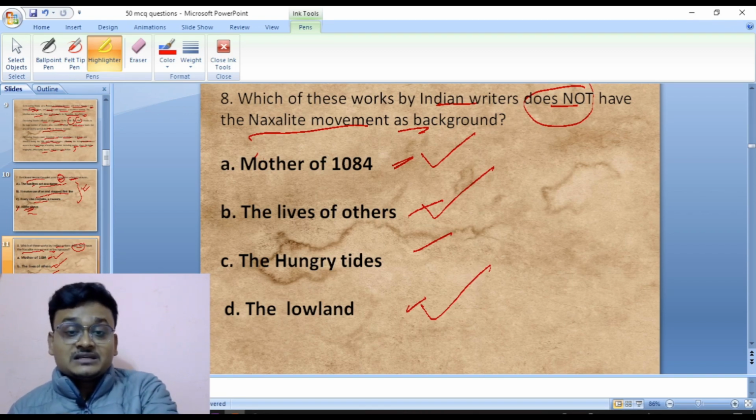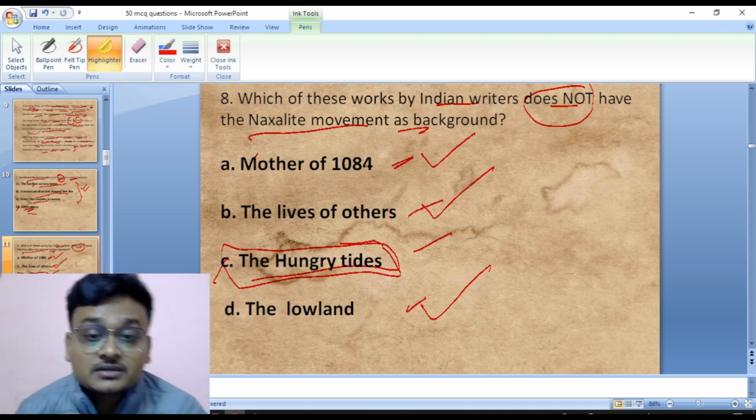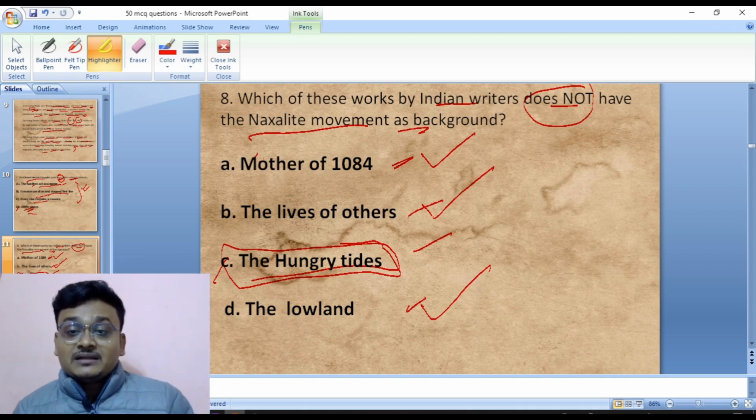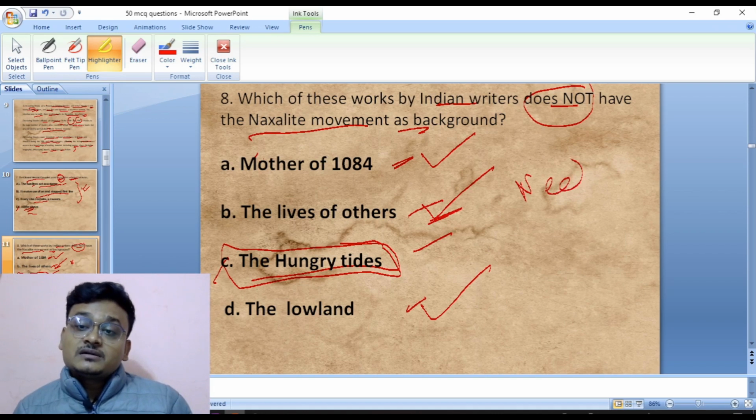But the option that is C, the Hungry Tides, is not the novel that belongs to the Naxalite movement. And the Lives of Others was written by Neel Mukherjee. This novel was shortlisted for the Booker Prize. Okay, the Lives of Others by Neel Mukherjee.